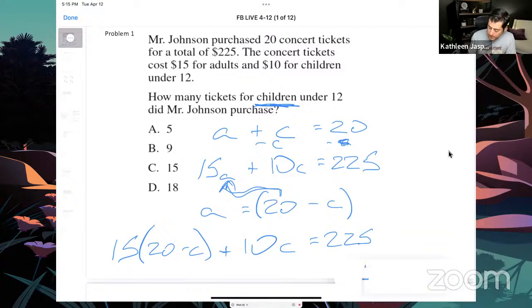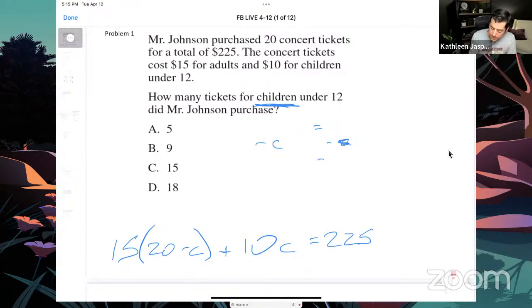So I'm going to erase this so I can get more room for you. And go.